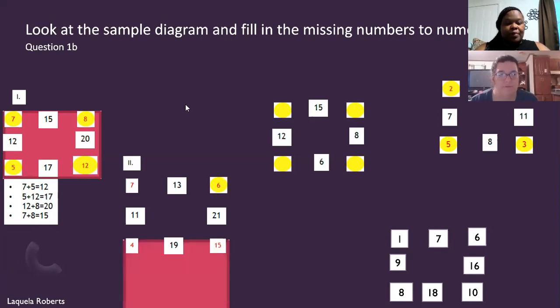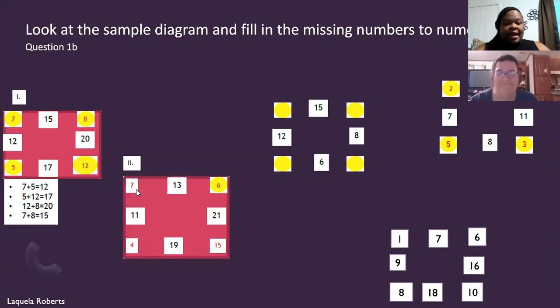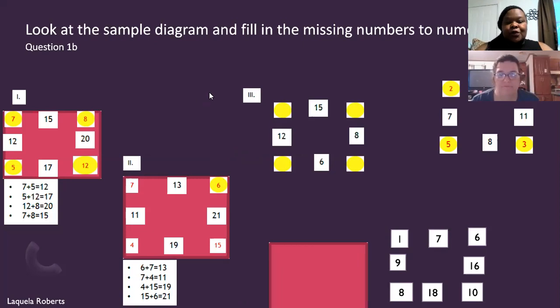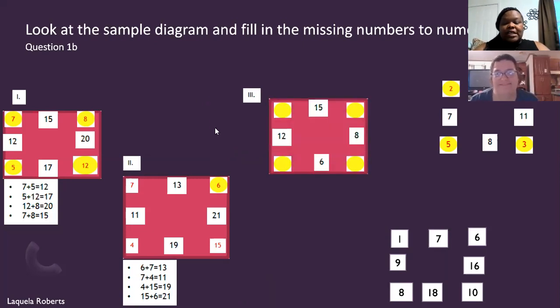The next one, we have 7 plus 4 gives us 11. 4 plus 15 gives us 19. 15 plus 6 gives us 21. And 6 plus 7 gives us 13. The third one, as you can see, we really don't have anything that's going to equal the numbers here. So this will be a no solution.